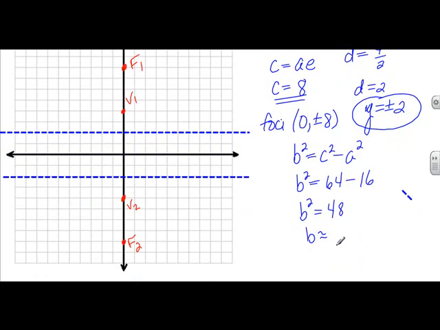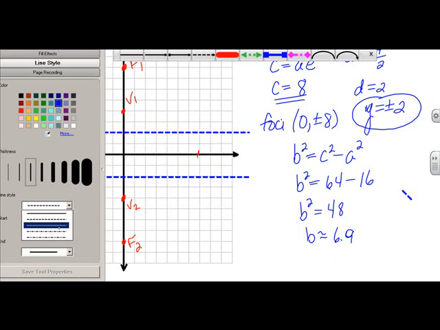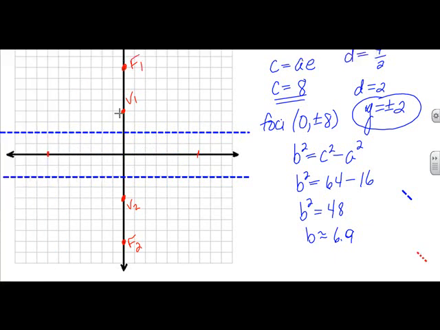So 1, 2, 3, 4, 5, 6, almost 7. And our box then has to go through each vertex. Oops, that's a little long. I'll fix it in a minute.